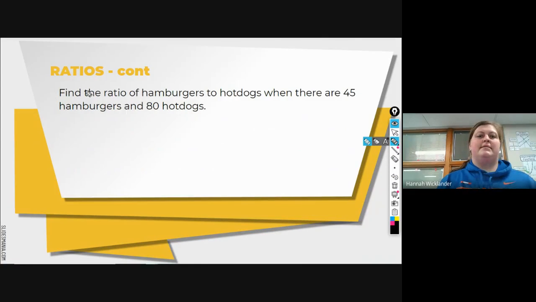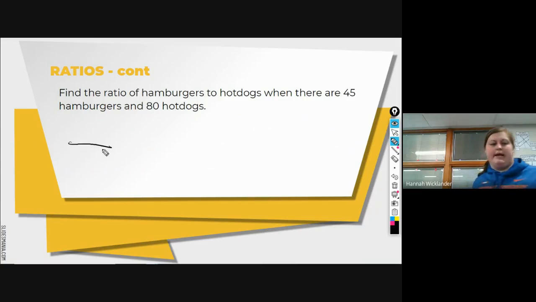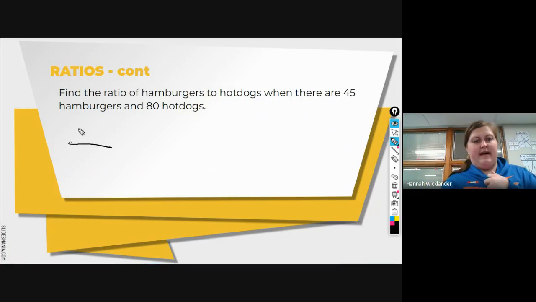So this is at a picnic, all the food, we're going to find the ratio of hamburgers to hot dogs when there are 45 hamburgers and 80 hot dogs. So what number goes on top of my fraction? 45 or 80? Yes, 45 is correct because it's the first number in the sentence. And it says find the ratio of hamburgers to hot dogs, so I know it'll be burgers on top and dogs on bottom. And then on the bottom, I'm going to put 80.